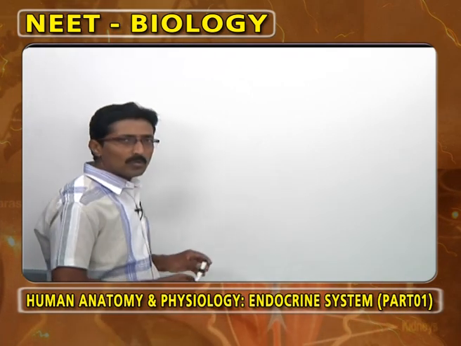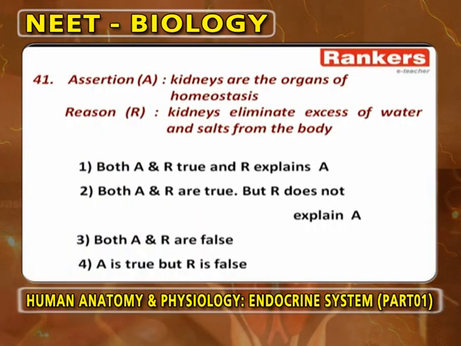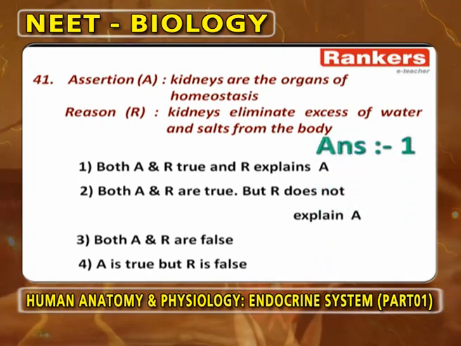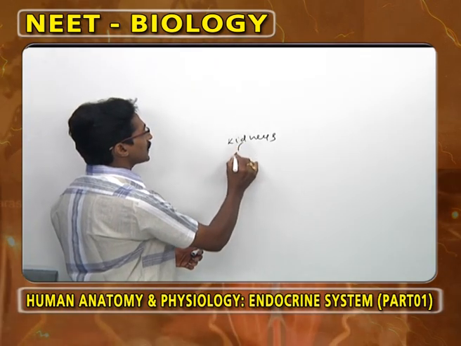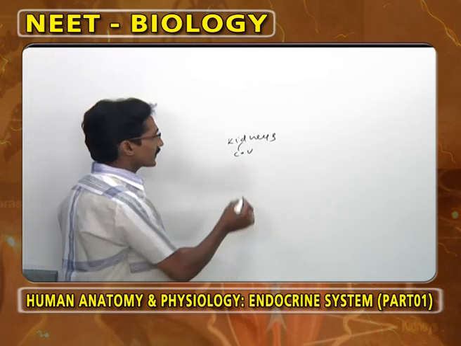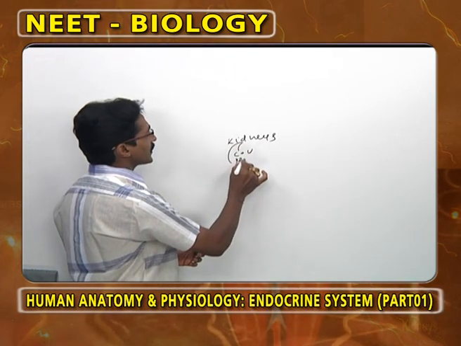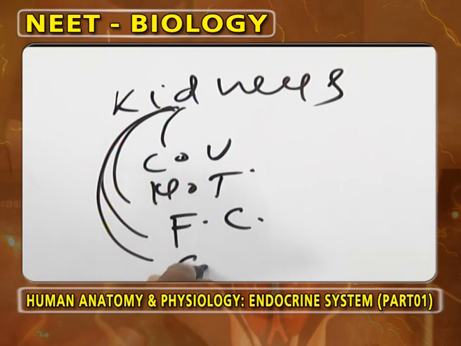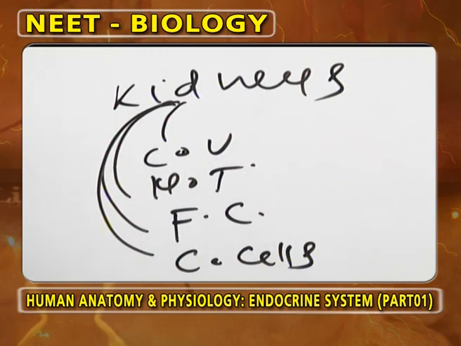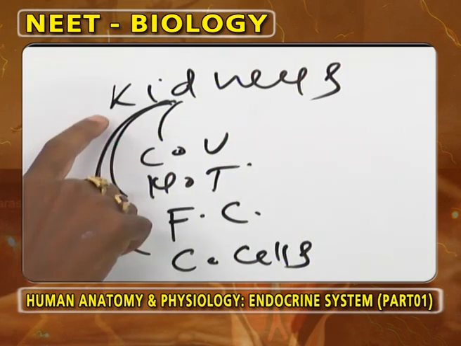Now the assertion: kidneys are the organs of homeostasis. Now you have to observe the question. Assertion, kidneys are the organs of homeostasis. Now as we observe the kidneys, the kidneys are analogous to the contractile vacuole as well as the Malpighian tubules, the flame cells and chlorogogen cells. Students, again you have to observe the kidneys.